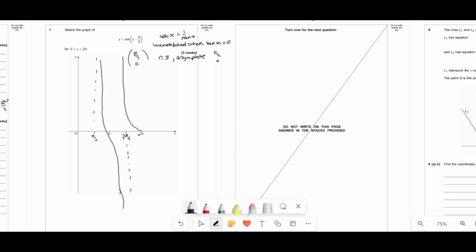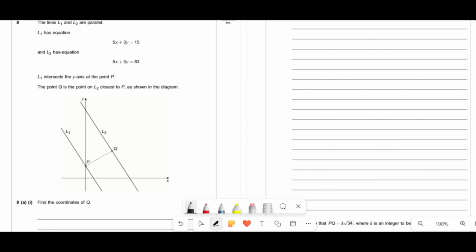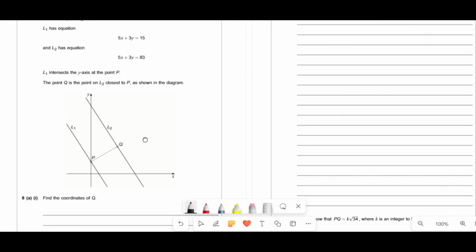Right, so the lines L1 and L2 are parallel. L1 has that equation, L2 has that equation. L1 intersects the y-axis at the point P, which they've labeled, and Q is the point on the line L2 closest to P as shown in this diagram. So it says find the coordinates of Q.